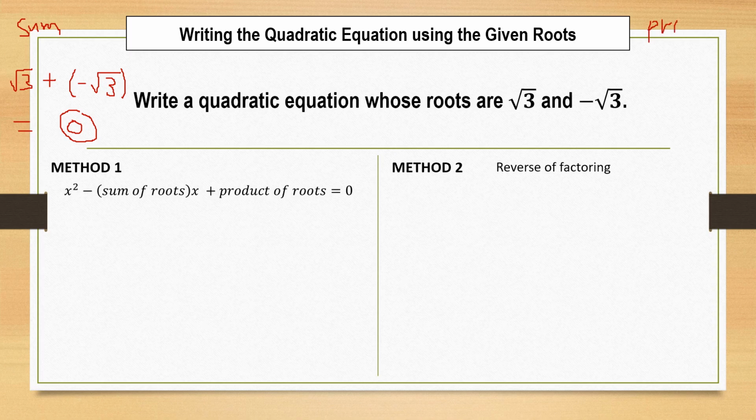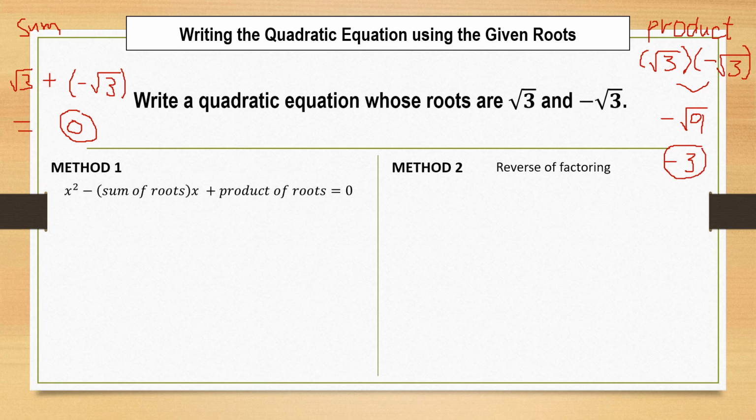Now let us solve for the product of the roots. To find the product, we have square root of 3 times the negative square root of 3. Square root of 3 times negative square root of 3, their product is negative square root of 9. The square root of 9 is 3. So their product is negative 3.